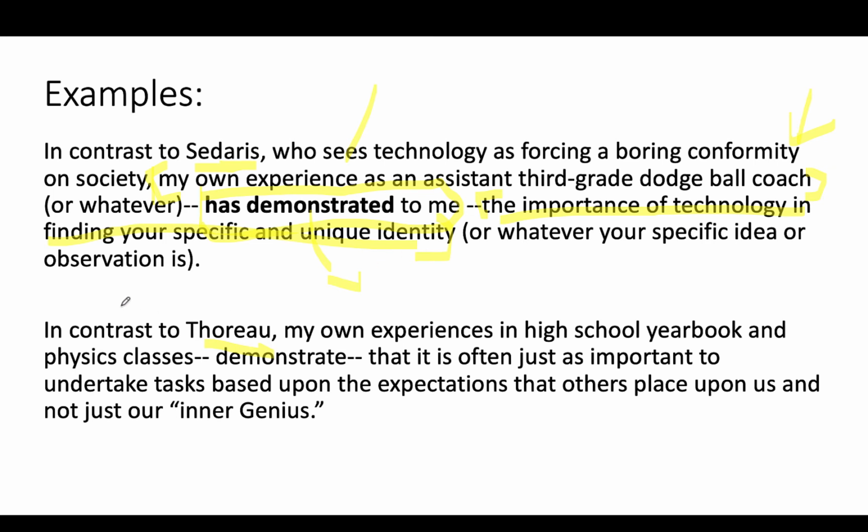And another example, in contrast to Thoreau, and I'll just say here that Thoreau is again arguing that everyone needs to order their lives so that they are doing things for their own interest and own ideas rather than what other people tell them to do. This is again arguing against that idea. In contrast to Thoreau, my own experiences in high school yearbook and physics classes demonstrate that it is often just as important to undertake tasks based on the expectations that others place upon us and not just our inner genius.